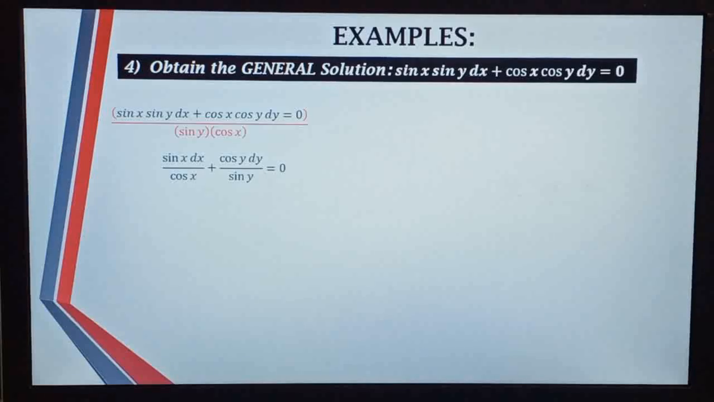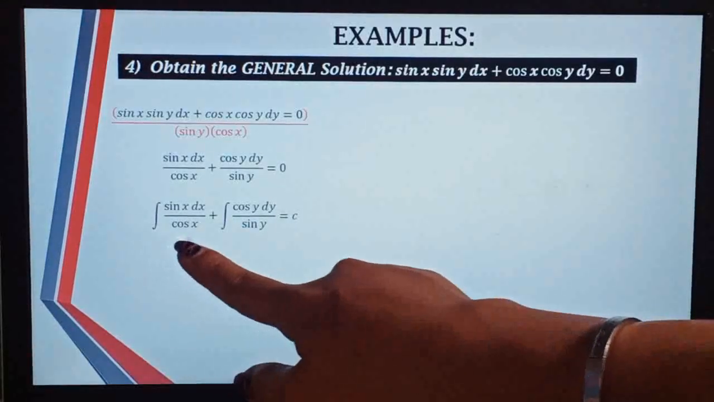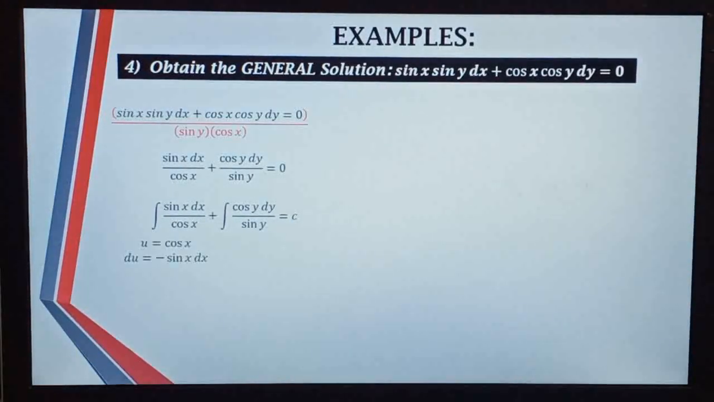Since separated na sila, we have to integrate the equation. Then, kapag i-integrate natin yung equation, we have to set the u for the first term as the cosine of x. Then, the derivative of your u is negative sine x dx. Tapos, the second term naman, we have to set our u as sine of y. Then the derivative of your u is cosine of y dy.